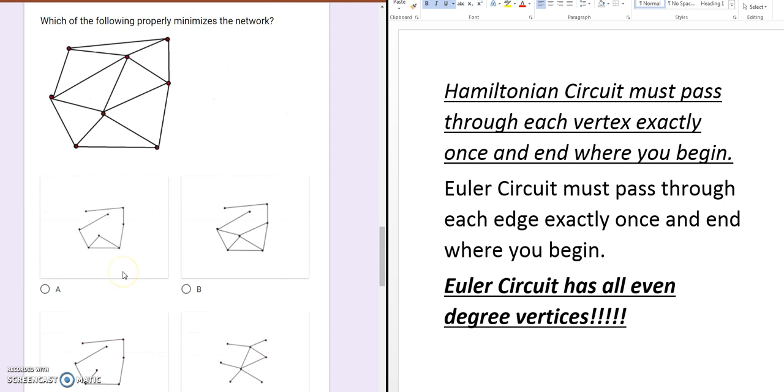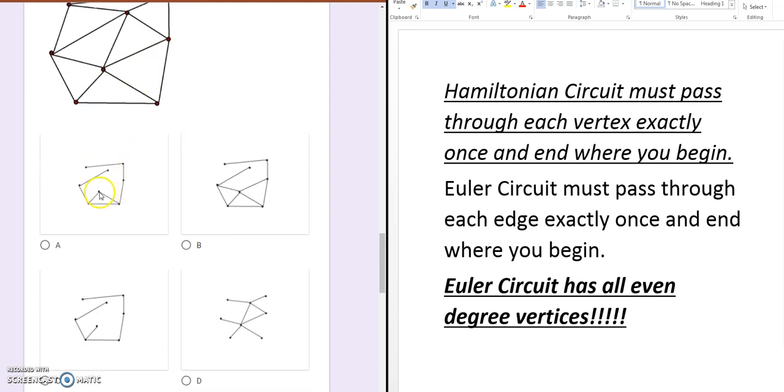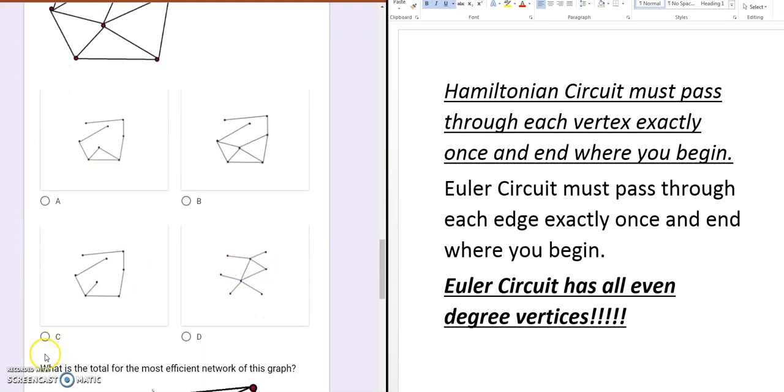You look at this next question, which properly minimizes the network. This is where we're trying to eliminate all cycles. Cycles are enclosed figures. They look like oblique polygons in some way, or circles and loops. So A still has this loop right here. B has 3 loops or more. D has this loop right here in the middle, so C properly minimizes the network.